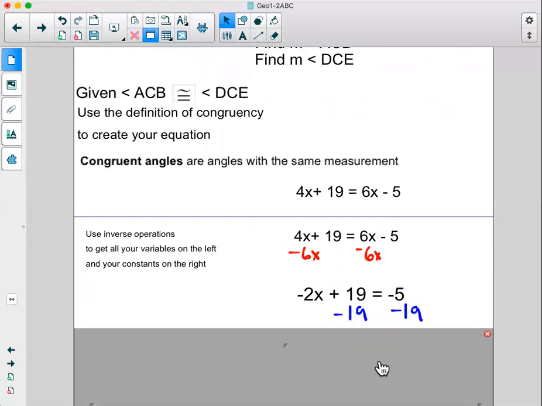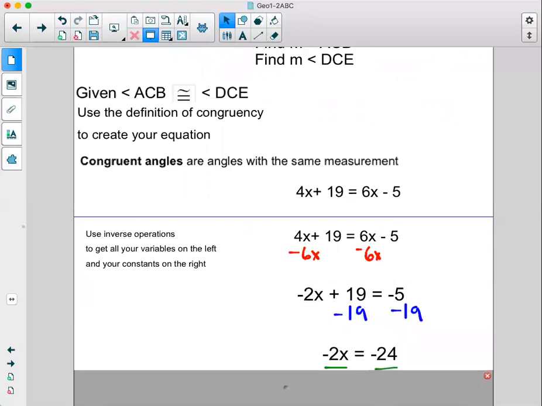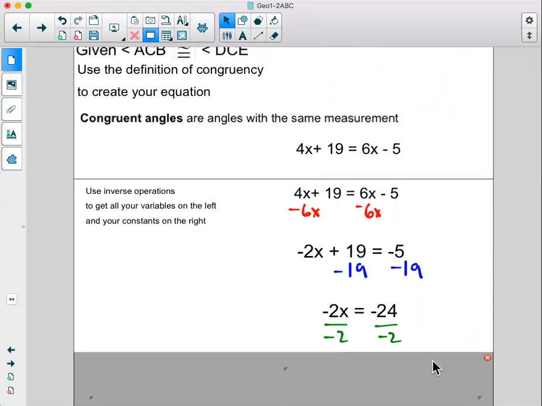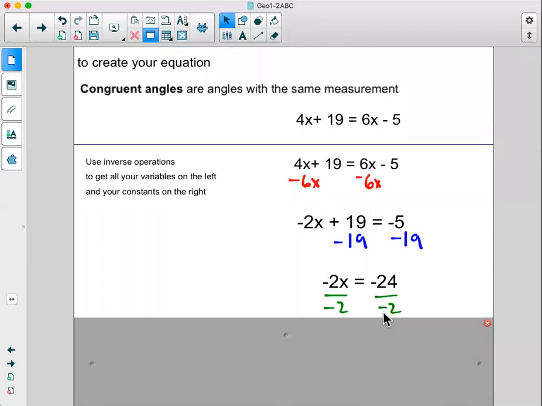and then all of our constants on the right. And then we'll do inverse operations to get x alone. The inverse of multiplication is division. Remember, a negative divided by a negative is a positive.